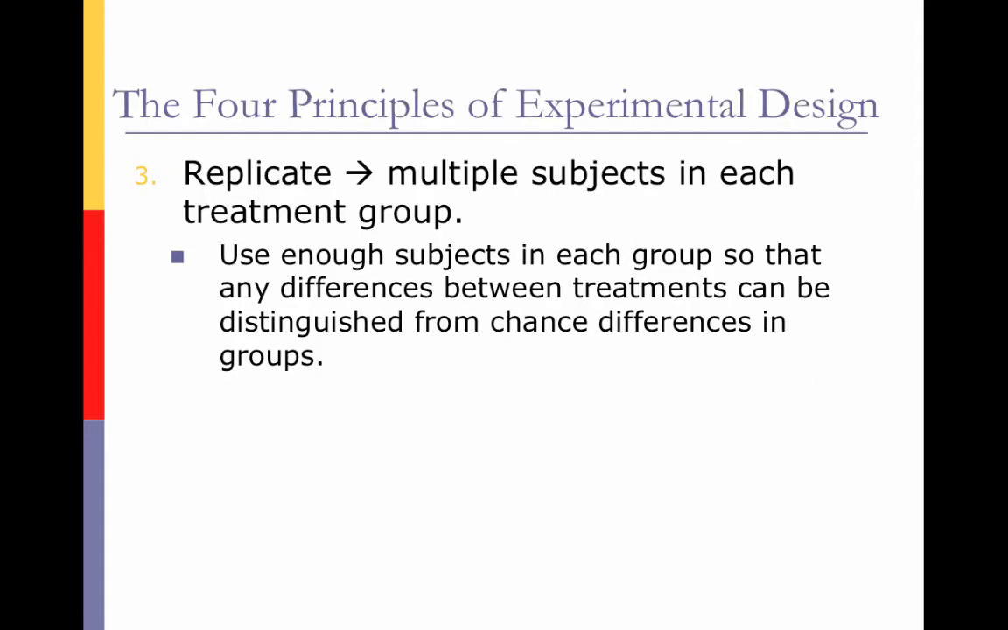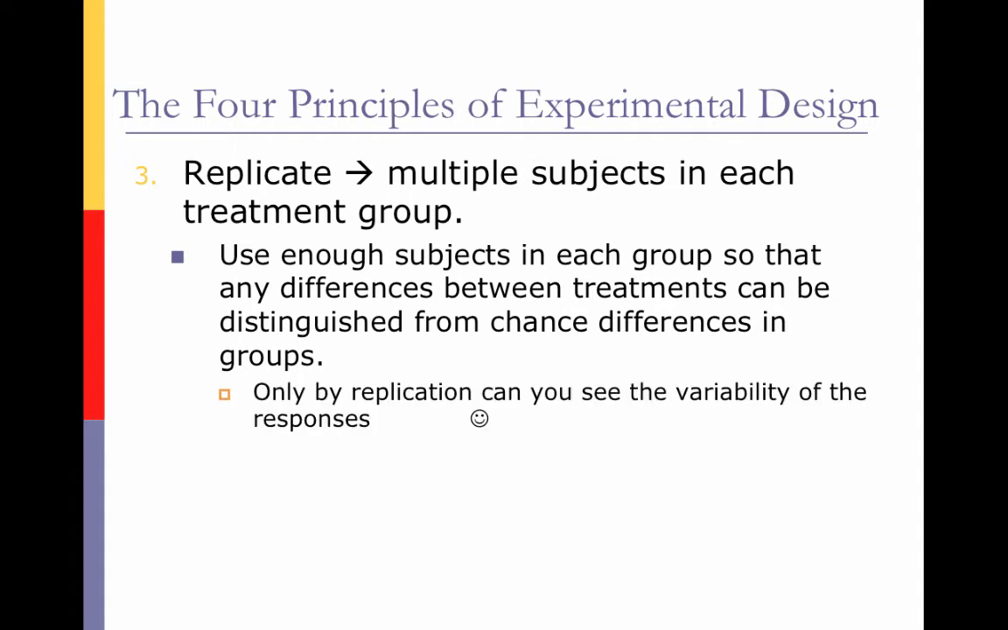The third of the 4 principles for experimental design is to replicate. This means that we need to have multiple subjects in each treatment group. So we need to use enough subjects in each treatment group so that any differences between the treatments can be distinguished from chance differences in the group. Only by replication can you see the variability of responses.